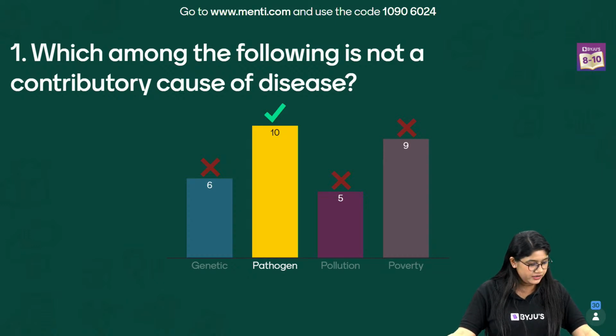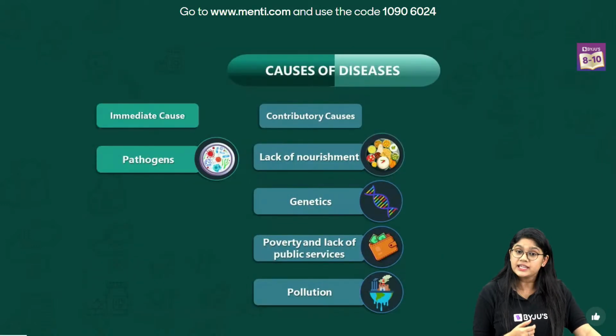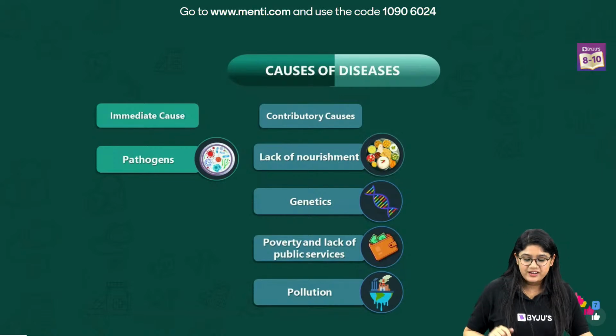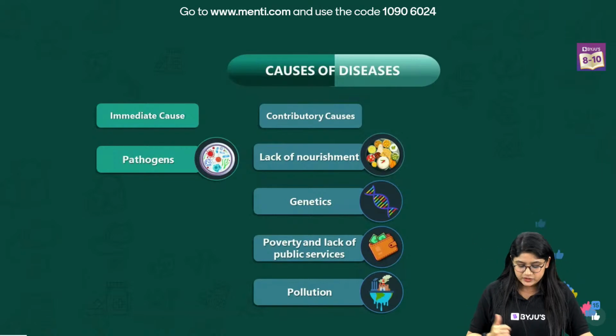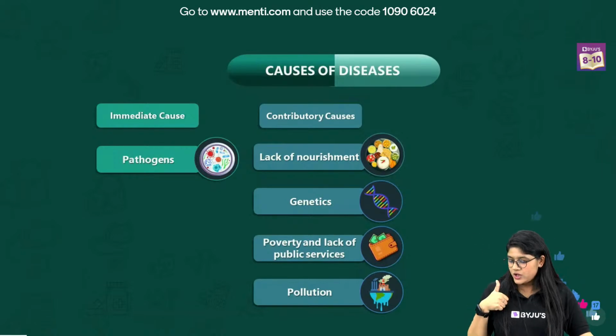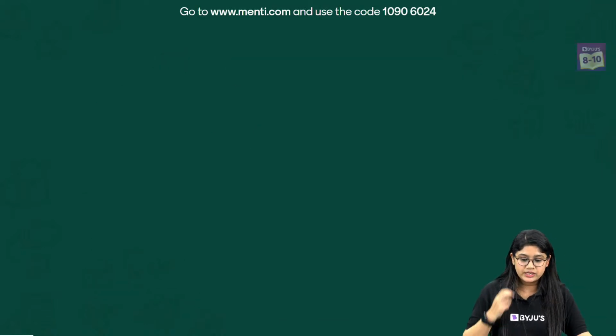Here we go. The correct answer, as you can see, is that the immediate cause is the pathogen, and the contributory causes are the lack of nutrition, genetics, poverty, lack of public service, and pollution. Awesome, I can see lots of likes. Very good. Moving ahead to the next question.